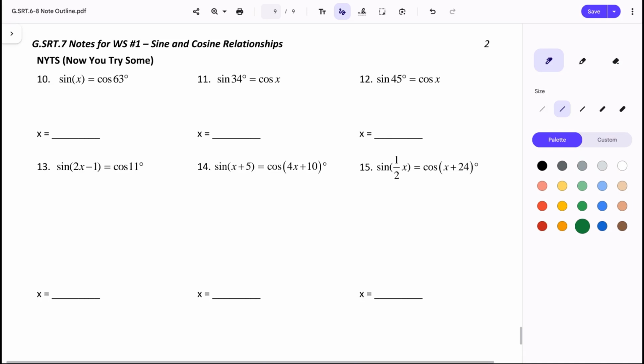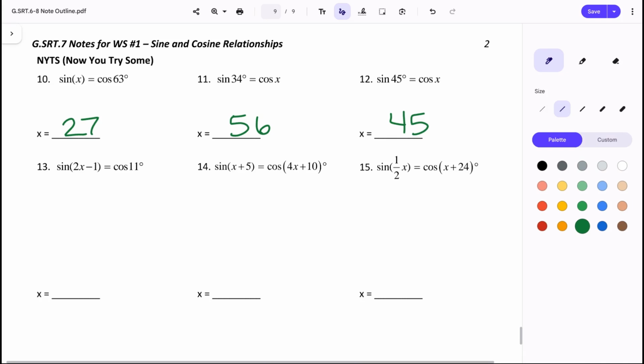So if I have cosine of 63, you would take 90 minus 63, and that would give you how much your angle is. So what would that be? I think it's pretty close to the one that we just did, right? Isn't that the one that I highlighted? Yeah, so that would be 27. Okay, what would the next one be? Good, 56. And then the last one? Yeah, 45. Okay, good.